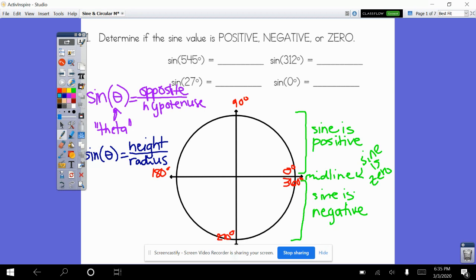So I need to figure out, well, if I go 90 degrees past 360, that's 360 plus 90, which gives us 450. So this is also 450 degrees if you keep going. And then that's still not quite to 545. So if I add 90 to that, I would get 540. And that's as much as I need because 545 is going to be just a little bit past 540. That's 545.